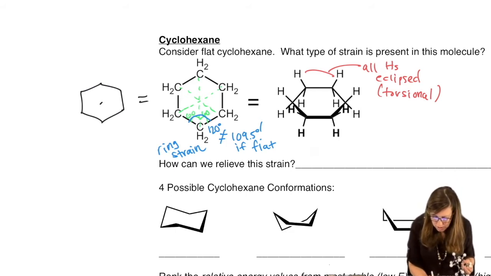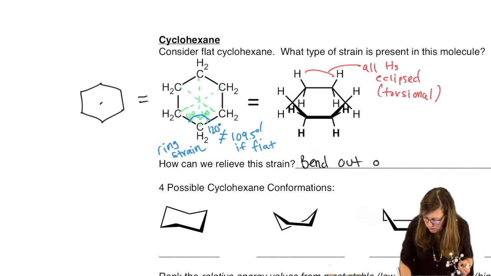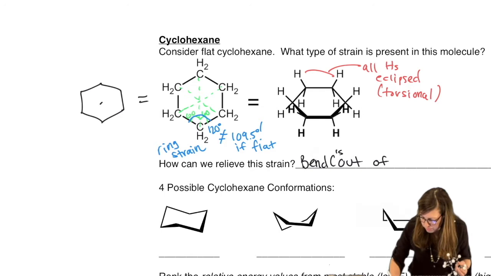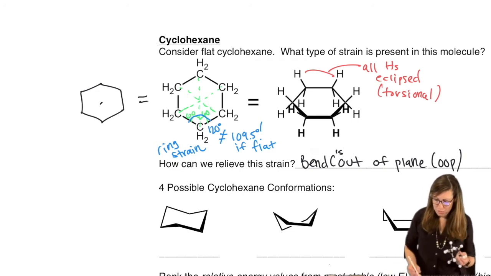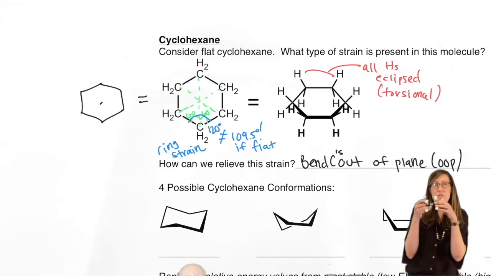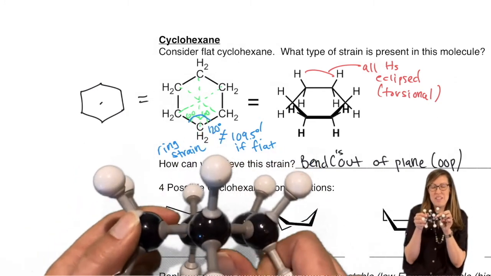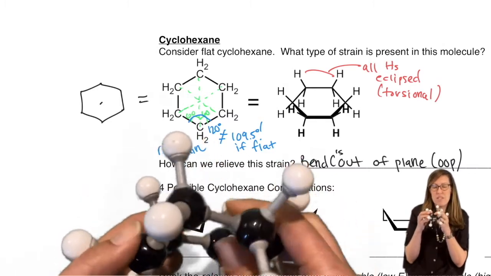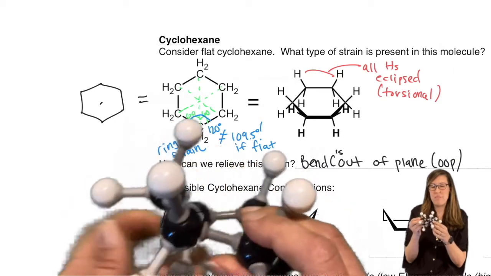So let's write that here. Bend C's out of plane. We say out of plane so much, I don't know if I've abbreviated this for you yet. OOP, O-O-P, out of plane. I'll use that abbreviation a lot because we look at things in three dimensions. So now take your flat, not stable cyclohexane and alternate carbons to be up, down, up, down, up, down.